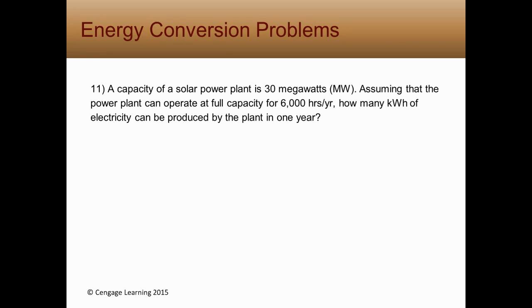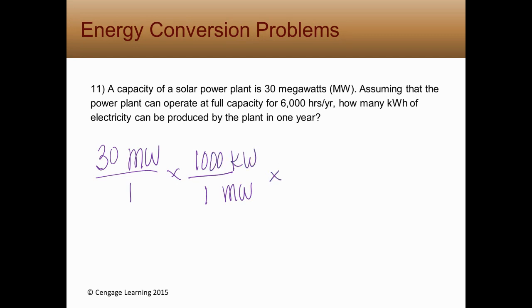So I'm going to start out with my 30 megawatts again. It does write in purple. That makes me happy. I like to put it over 1 just as a visual. I know that my megawatts have to go in the bottom over here so that they will cancel. So I'm going to put my 1 there. I know from the top of my sheet that there are 1,000 kilowatts in 1 megawatt. So I'm going to put my 1,000 kilowatts on top. And I know I have to somehow get hours there too. And we're talking about kilowatt hours per year.